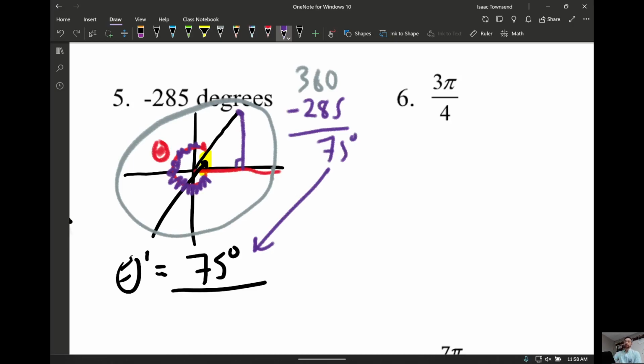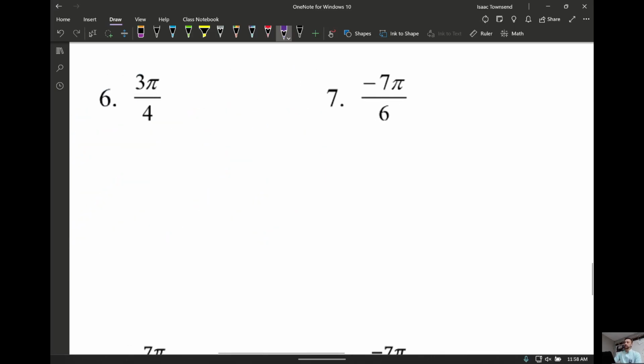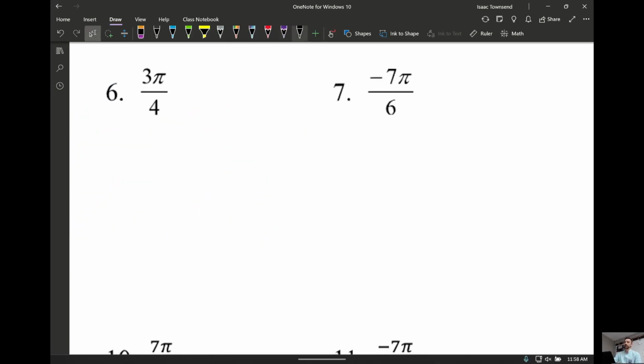Of course, it's always a little bit easier in degrees. So we also need to be able to do the same thing in radians. So plot the point in the correct quadrant. Draw your reference triangle. Identify your reference angle.